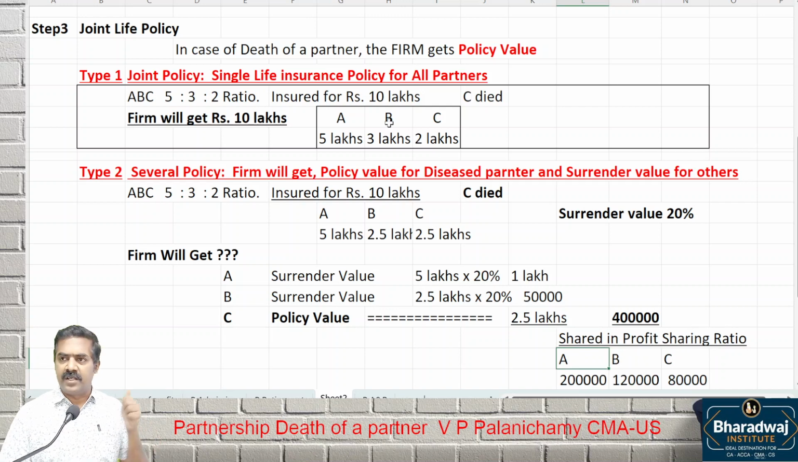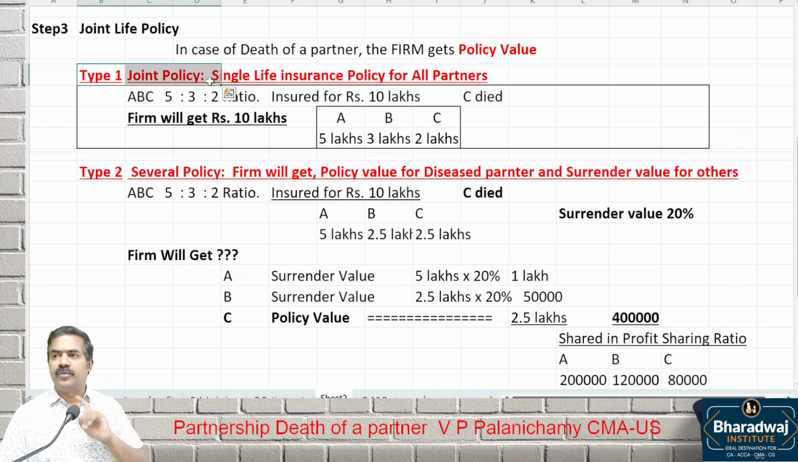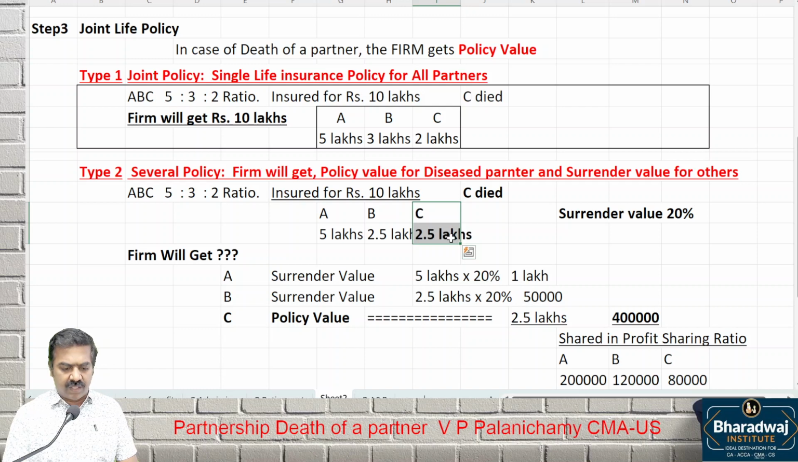So from this we understand, in case of death of a partner, the firm gets which value? Policy value. In a joint policy, you will get the full amount. In a several policy, for the deceased partner you will get policy value. For C you will get policy value. For others you will get only surrender value. Take it.